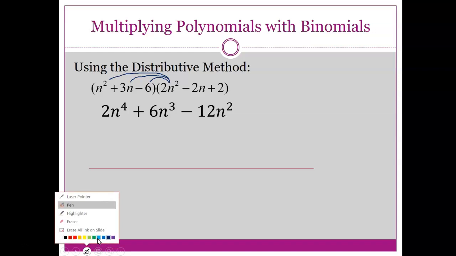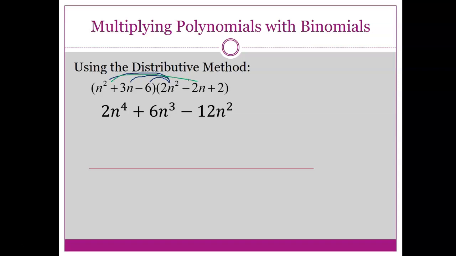And then we're going to do the same thing, but now we're going to do it with the middle term to the first term, the middle term, and the last term. And that gives you negative 2n cubed minus 6n squared minus 12n. And actually that's a positive 12n.